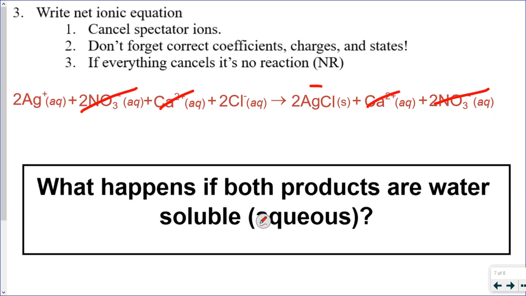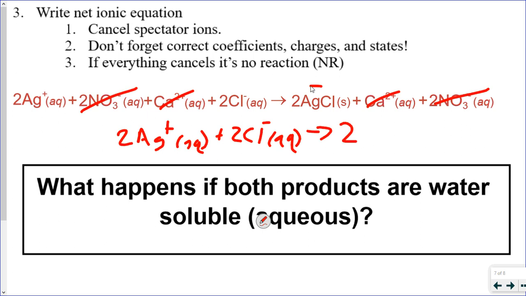So if I reduce it to what actually reacted, it looks like I have 2Ag+ aqueous reacting with 2Cl- ions to form 2AgCl solid. Now at this point, because I've got all 2 coefficients, we could reduce that into Ag+ plus Cl- makes AgCl. So that would be an example of a net ionic equation. Cancel your spectators, that's really all you do for the net ionic equation. And remember, it does still have to be balanced in the end.